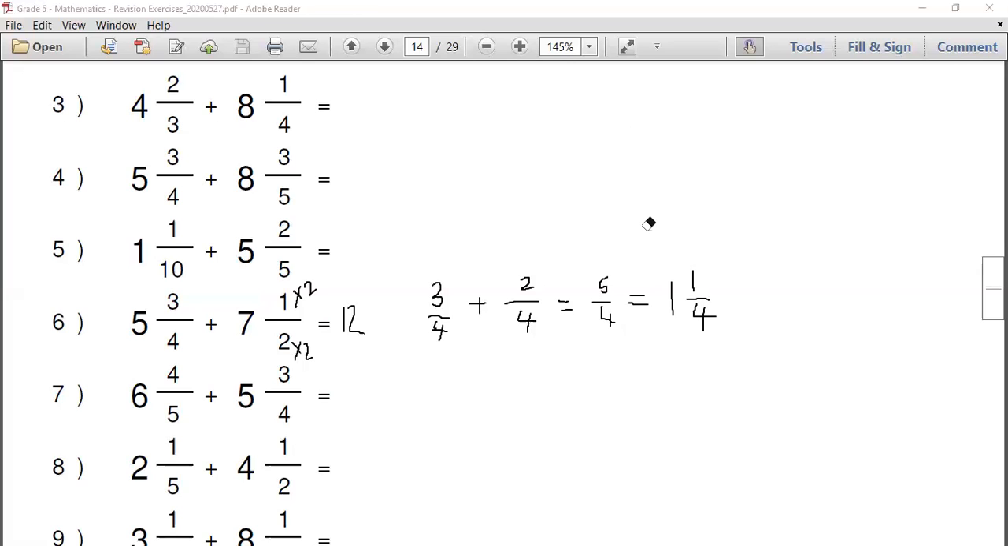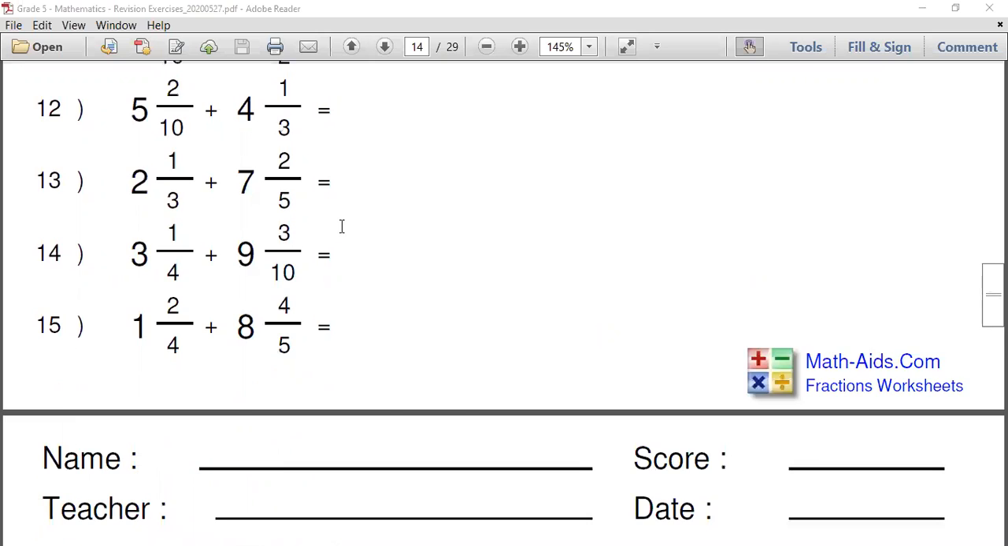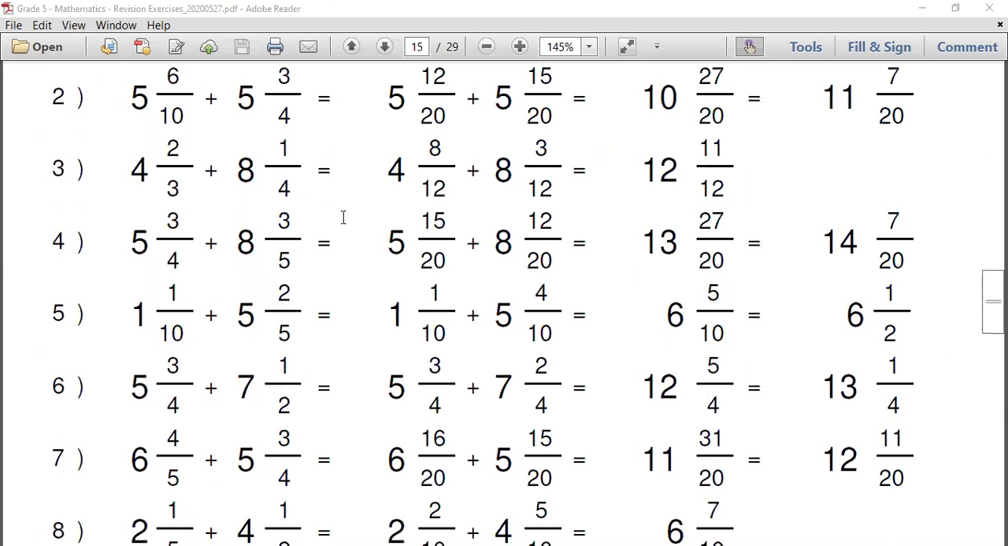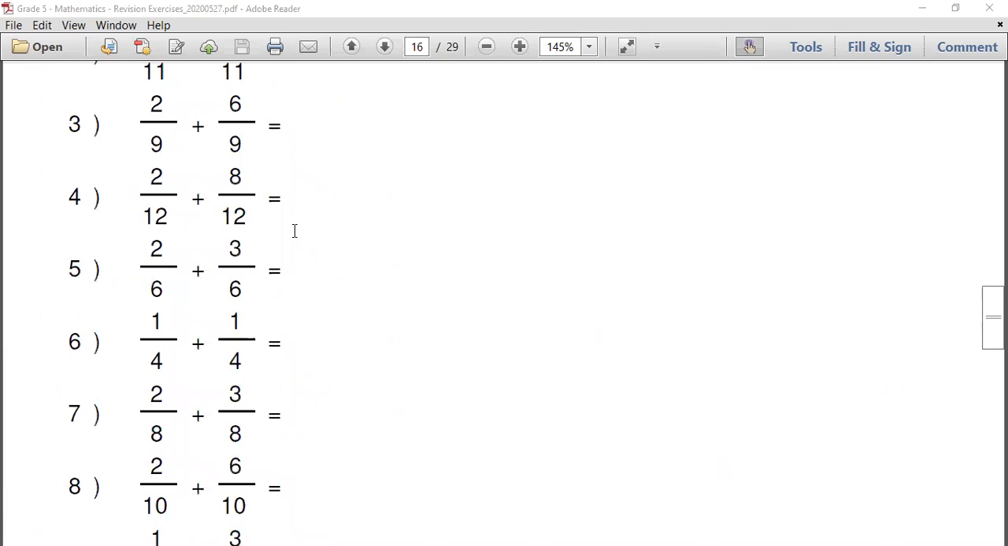Are we done? No, you have to add the whole number. I have to add my starting whole number, and 12 plus 1 gives me 13. So what's my answer? 13 and 1 over 4. And what is 1 over 4? A fourth, or a quarter. Yes, there we go.